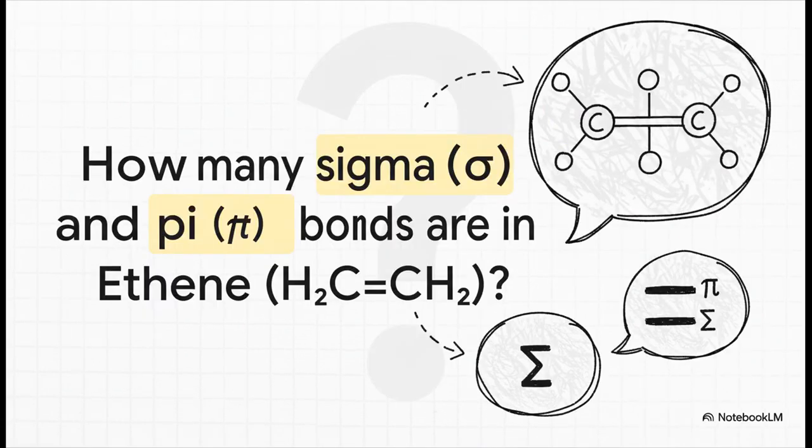Okay, let's put that knowledge to a quick test. This is a classic exam question, beta. Look at the ethene molecule right here. Can you count how many sigma bonds and how many pi bonds there are? I'll give you a hint. Every single bond is one sigma bond, and a double bond is always one sigma and one pi bond. Go on, give it a try.